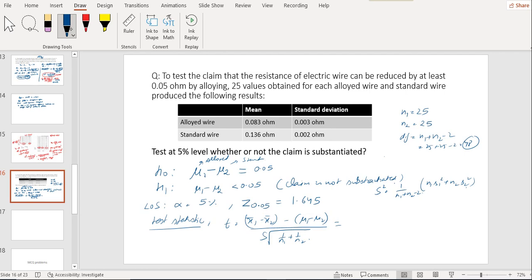Basically here it is a left tail alternative, so its critical value is minus 1.645. x1 bar is 0.083, x2 bar is 0.136, and mu1 minus mu2 is given as 0.05. Now, n1 s1 square. Firstly we need to calculate the value of capital S square.